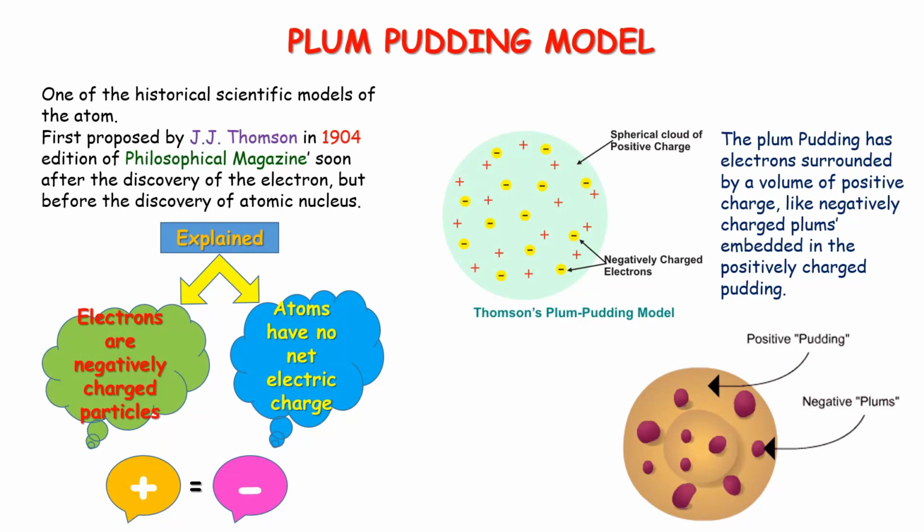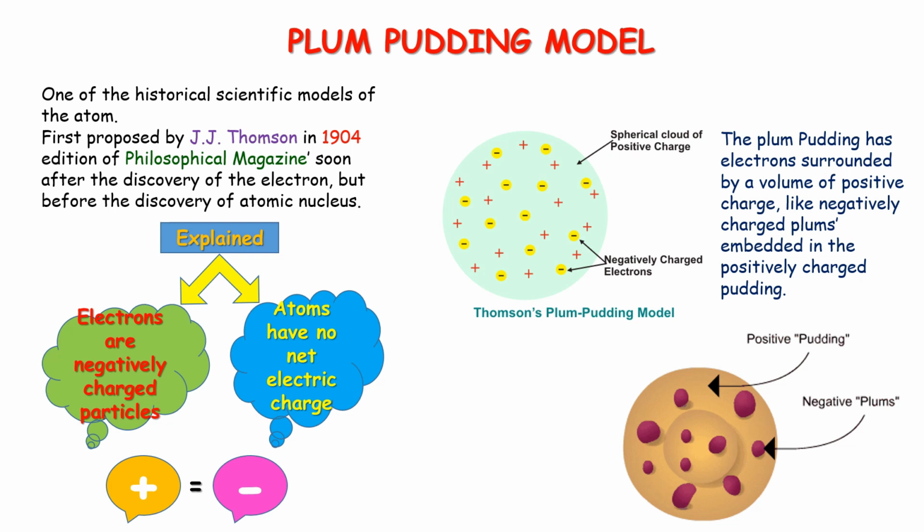Soon after J.J. Thomson discovered electrons, the race began among other scientists to uncover the basic structure of an atom. What does an atom look like? Where do electrons reside? All these questions later led to the discovery of other subatomic particles, protons and neutrons. However, Thomson proposed one of the historical scientific models of the atom, known as the plum pudding model.